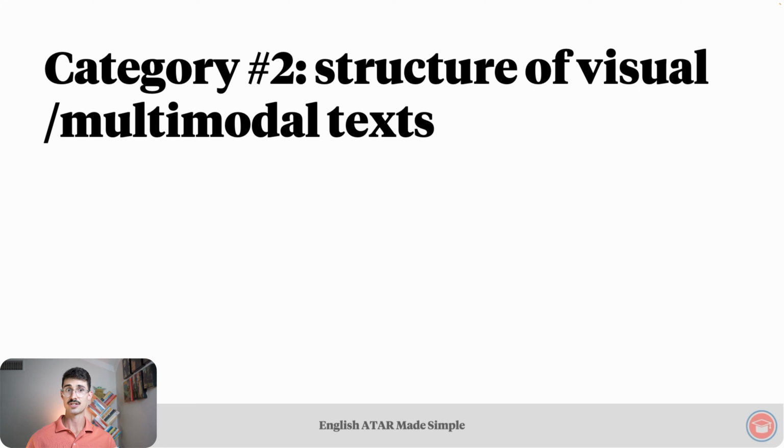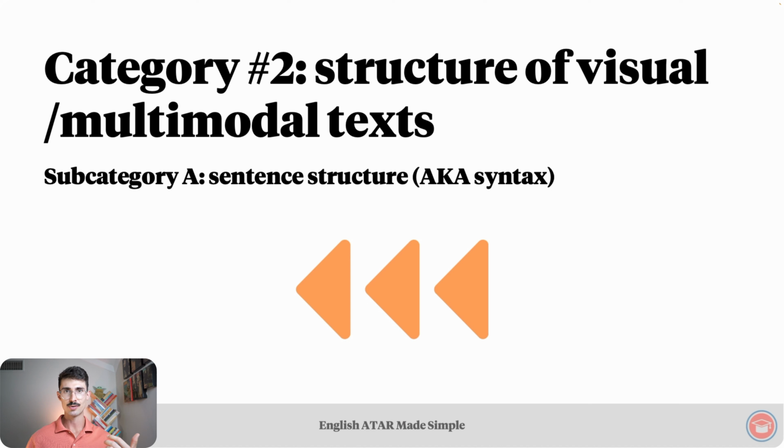So that's a discussion on category 1 and the 3 different subcategories within category 1. Now let's discuss category 2, which is the structure of visual multimodal texts. As we saw in our overview a few minutes ago, subcategory A for this category is also sentence structure or syntax. Everything that I said earlier applies here. I'm not going to repeat myself.